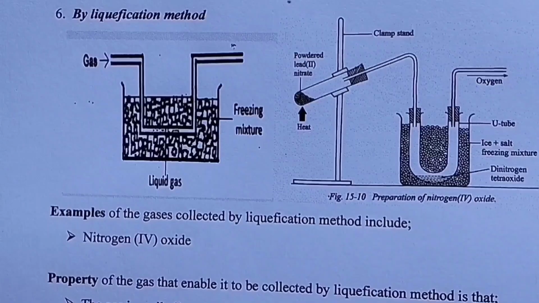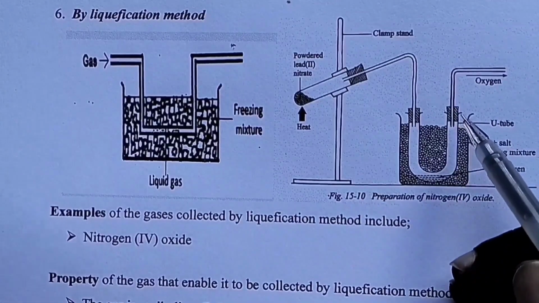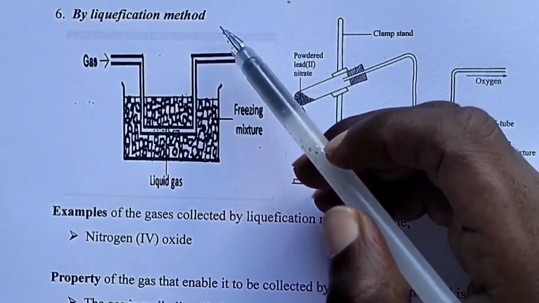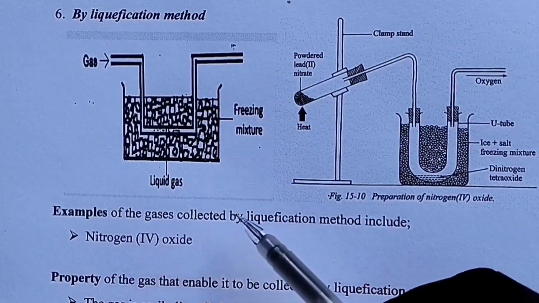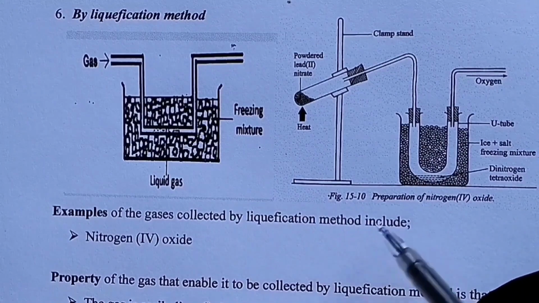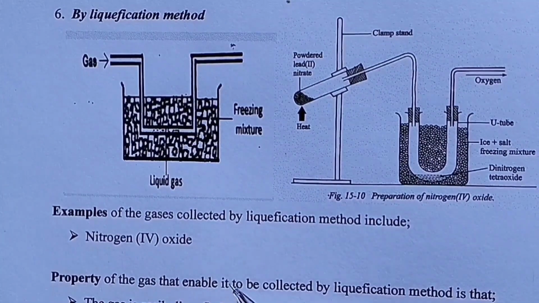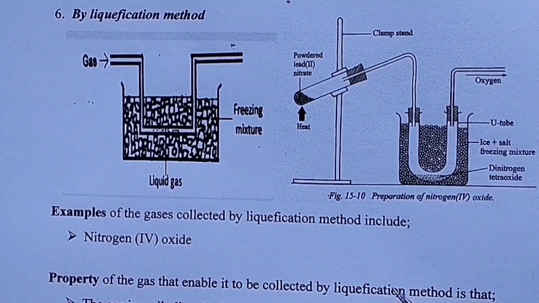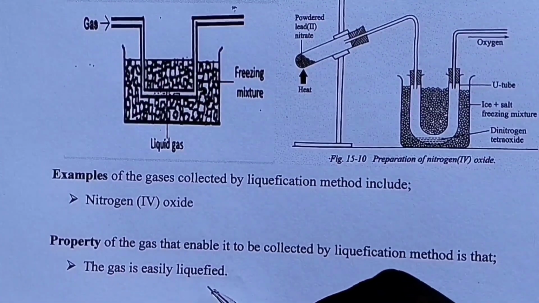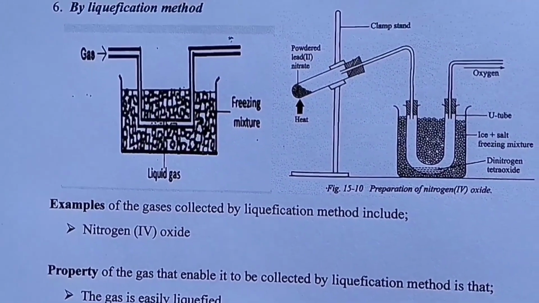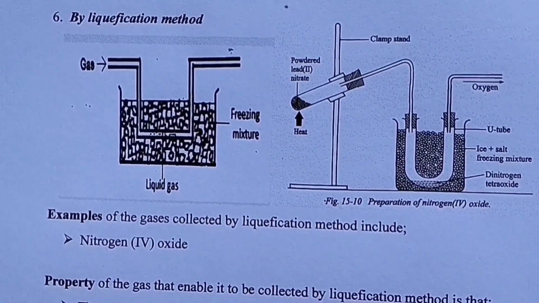So the sixth method of gas collection is called the liquefaction method. Examples of the gases collected by liquefaction method include nitrogen peroxide gas. The property of the gas that enables it to be collected by the liquefaction method is that the gas is easily liquefied. That's the reason. So here is the setup that we are going to see of how the liquefaction method is done.